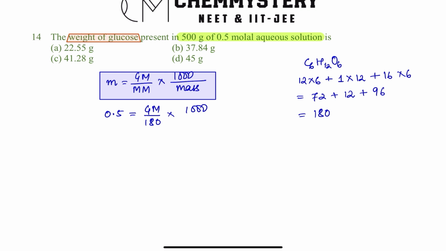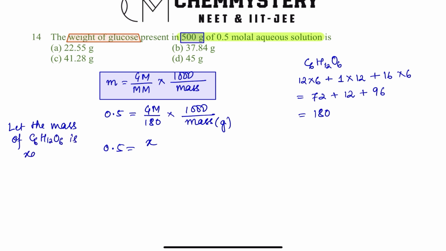Mass of the solvent: here we have 500. 500 is the mass of the solution, the aqueous solution, not the solvent. So we don't have the mass of the solvent here. We need to find it out. So let's suppose the mass of the solute which is taken is X. Let the mass of the solute, that is glucose, be X gram. Total mass of the solution given to you is 500 gram. So what will be the mass of the solvent? 500 minus X gram will be the mass of the solvent.